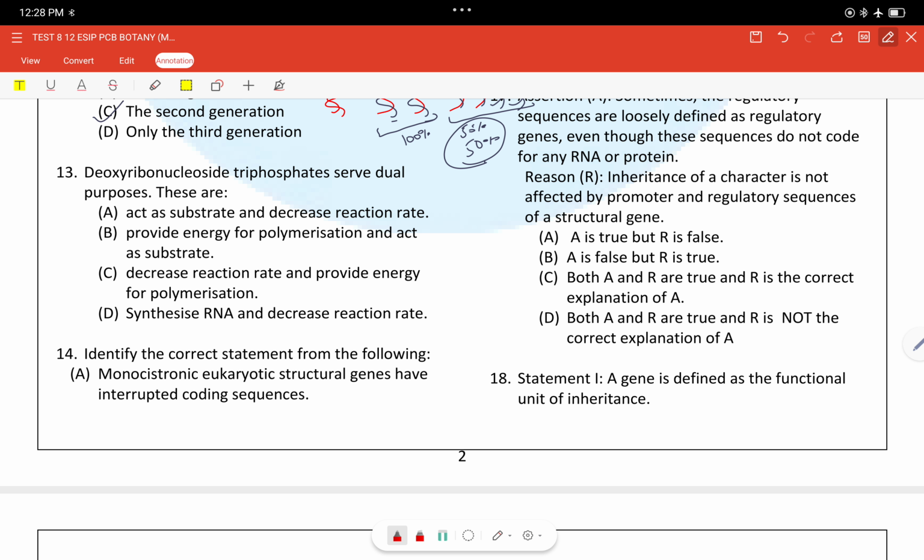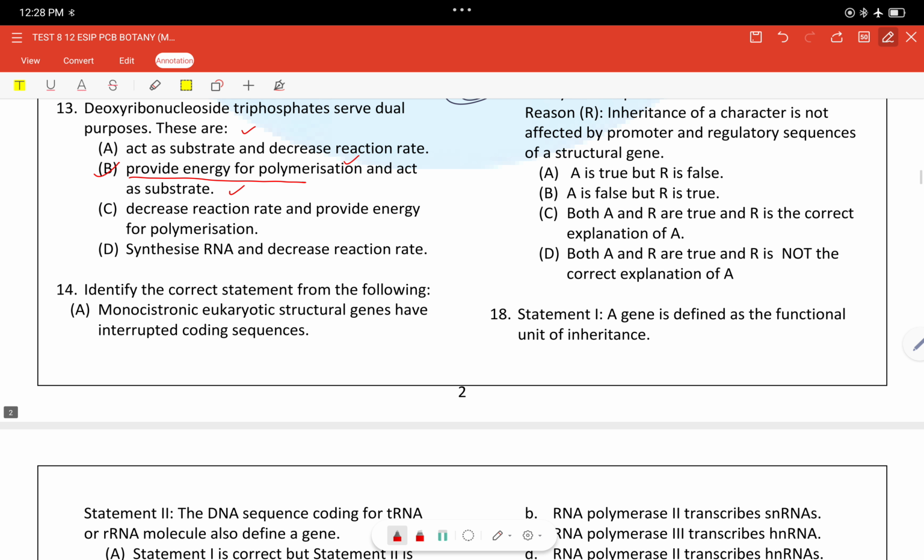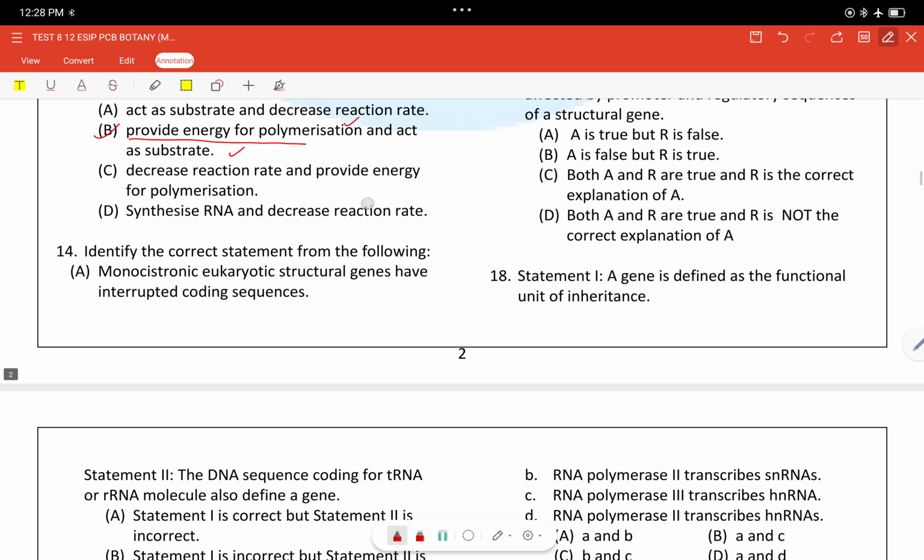Deoxyribonucleoside triphosphates serve a dual purpose. What are the purposes? These provide energy for polymerization, yes, and act as substrate. Both the functions are performed by deoxyribonucleoside triphosphates.